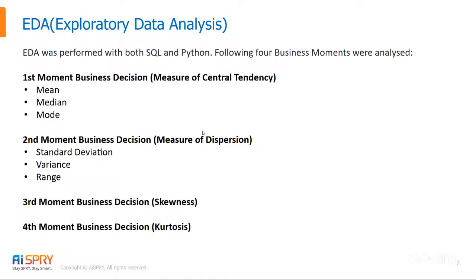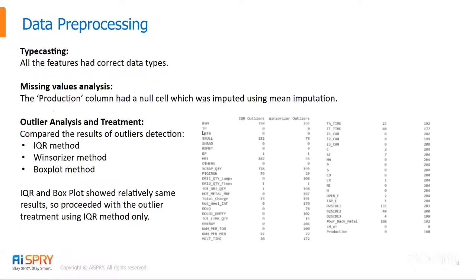In this EDA, we performed some pre-processing steps like typecasting. For typecasting, all the features had the correct data type, so we did not perform typecasting. Then we performed the missing value analysis, and then outlier analysis. For outlier analysis, we used the IQR method with the box plot method to identify the outliers.